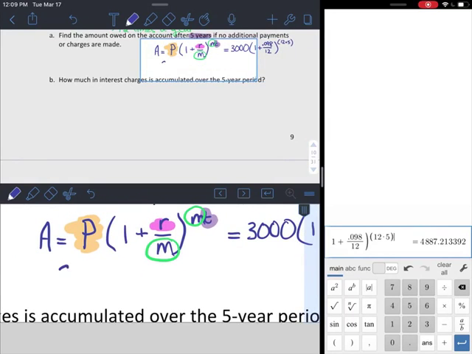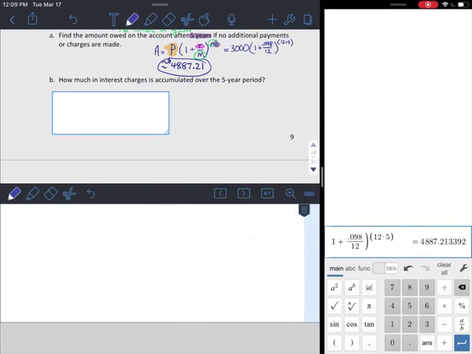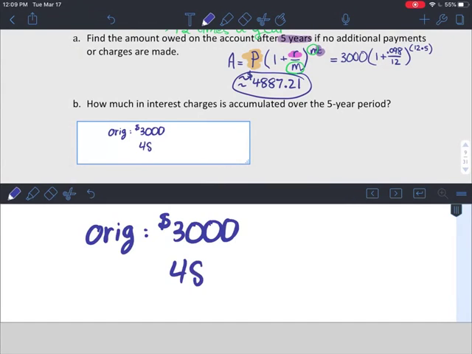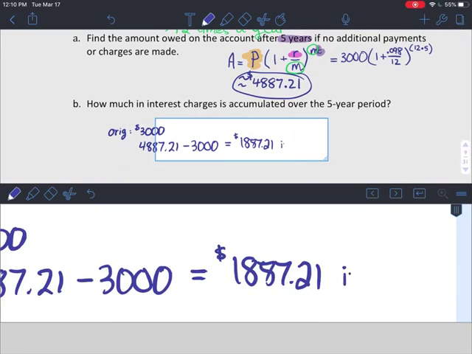You get $4,887.21. So obviously, not paying off your credit card is not a good idea. In this 5-year time period, we owed $3,000 to start with, and now we owe almost $5,000. So if we want to know how much the interest amount was that we basically screwed ourselves over by, you could subtract $3,000 from the amount that you owe now to get that you have racked up about $1,887.21 worth of interest by not paying things off.